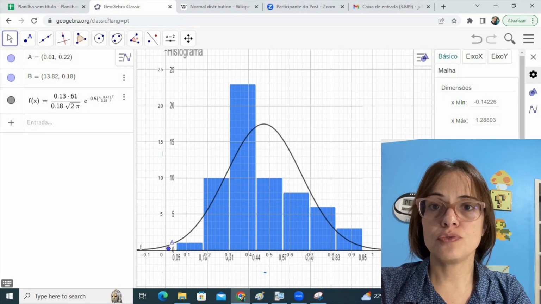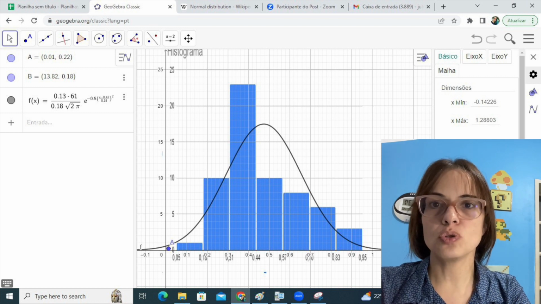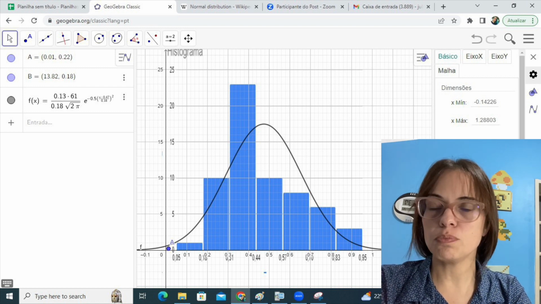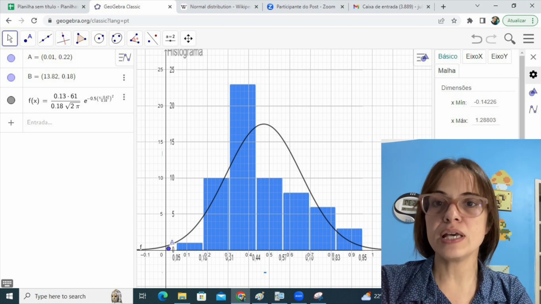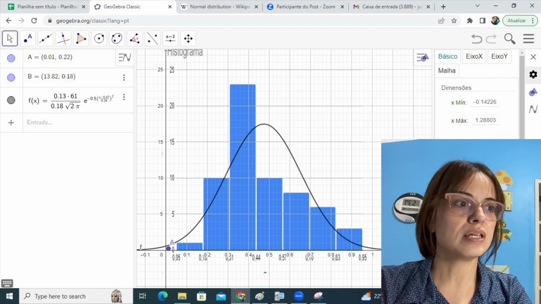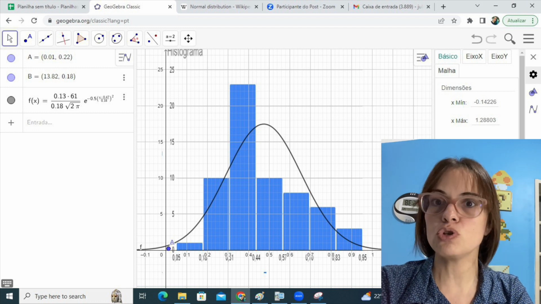And a good number to use for that would be something that makes the area of both images the same. So the area under the normal distribution is 1 by definition because it is a probability distribution. And the area of the histogram is the width of one of the bars times the number of data points that you have. So in my case, 0.13 was the width of the bar, and 61 was the number of points in my data set. So that's the number that I chose to multiply my normal distribution by.